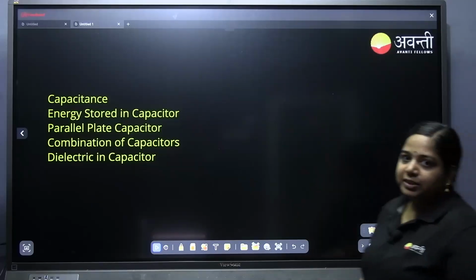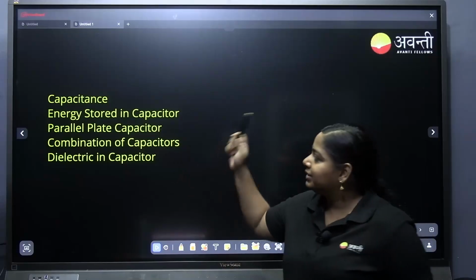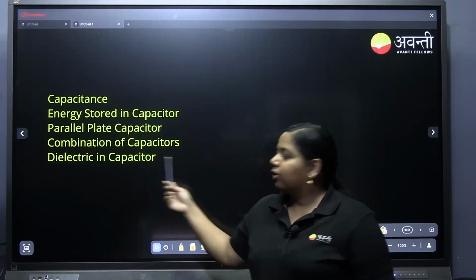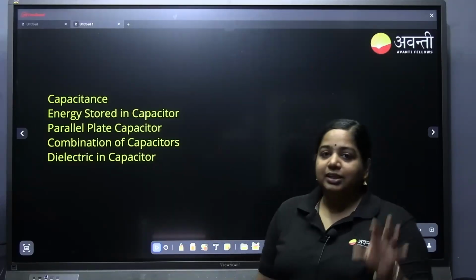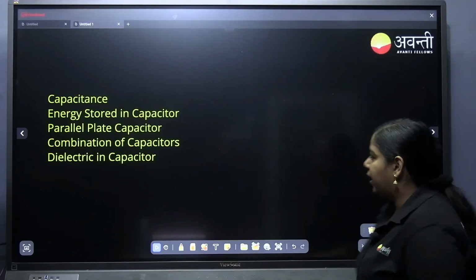So the topics we will be revising today are capacitance, generally what is capacitance, energy stored in a capacitor, parallel plate capacitor, combination of capacitors, and dielectric in capacitors. These are the major topics from which you will get questions.